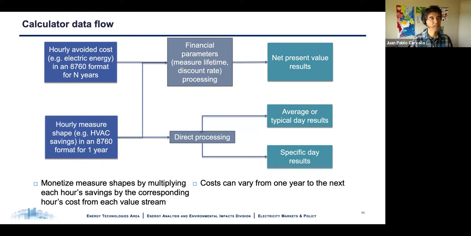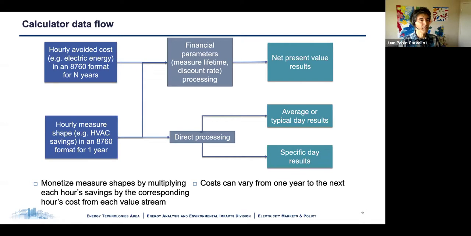Very generally, this is how the data flow works for the calculator. To the left here, the two blue boxes show the two main data elements going into the calculator. One is hourly avoided costs in an 8760 format. 8760 means 8,760 hours per year, for an n number of years, and in the calculator n is established at 8 years. Typically, you would calculate out the first 5 years from the present year, and then you would add 3 subsequent years, usually every 2 or every 5 years, to get a better sense of what's happening further down the future. We will go into more detail about these avoided costs.